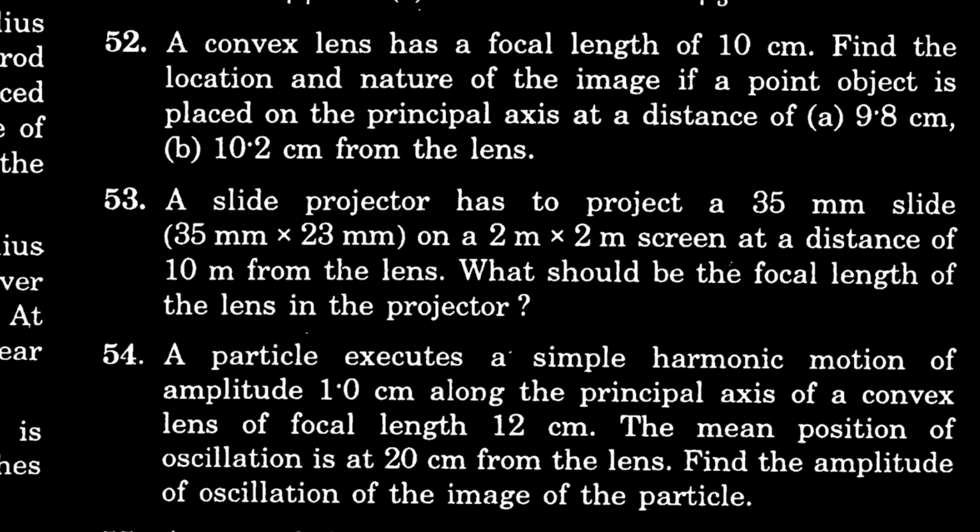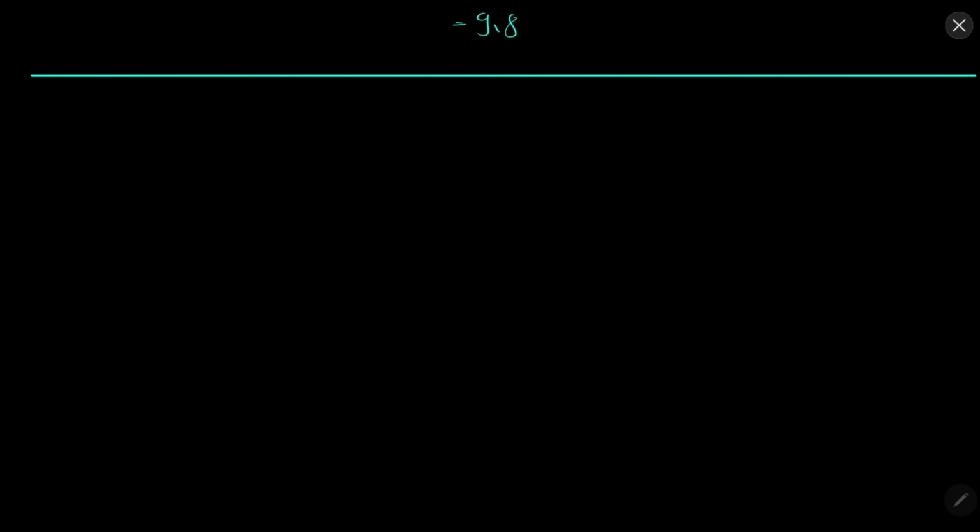In question 53, what should be the focal length of the lens in the projector given? Solution 53. So the magnification is V by U, 200 by 3.5. U equal to 200 by 3.5. So U will come out to be 17.5 centimeter.